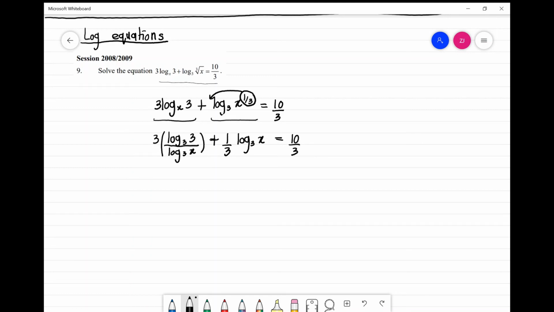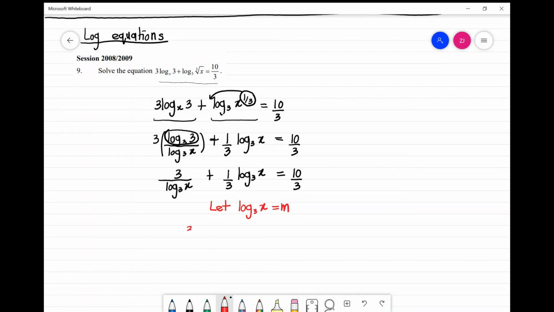And we know that here log base 3 of 3 is 1, right? So we have 3 over log base 3 of x plus 1 over 3 log base 3 of x equals 10 over 3. In order to make this expression simpler, we are going to let log base 3 of x equal m.